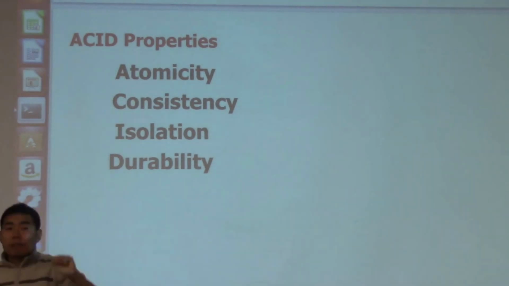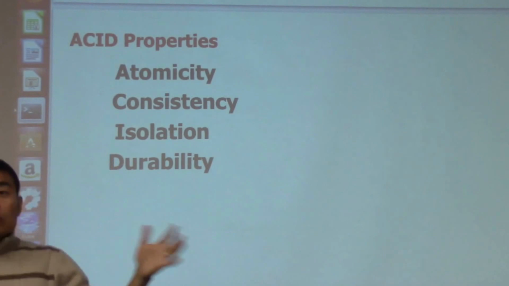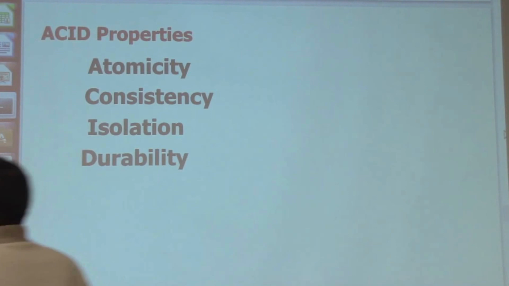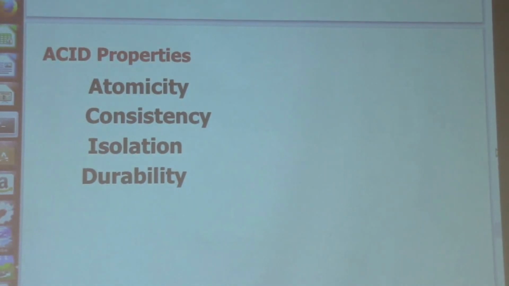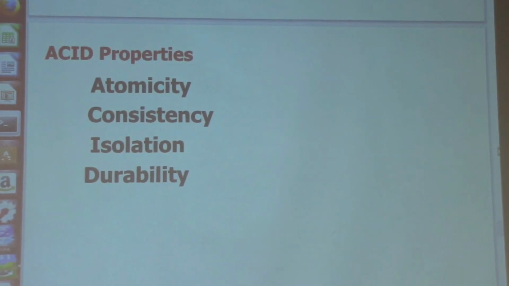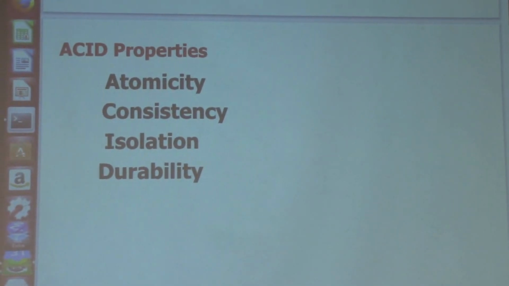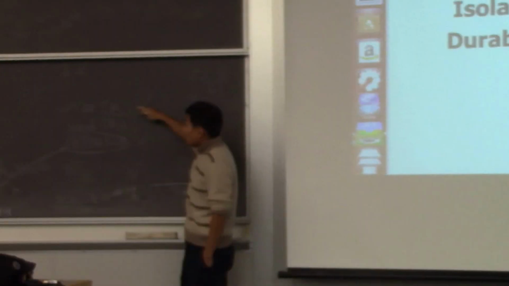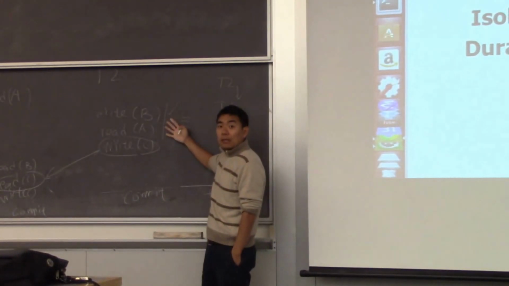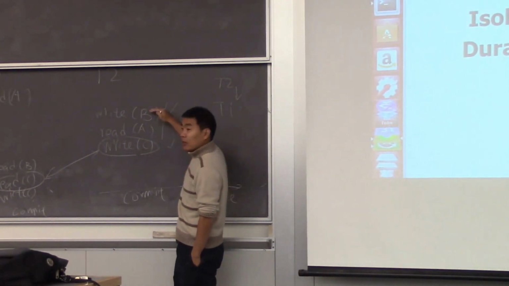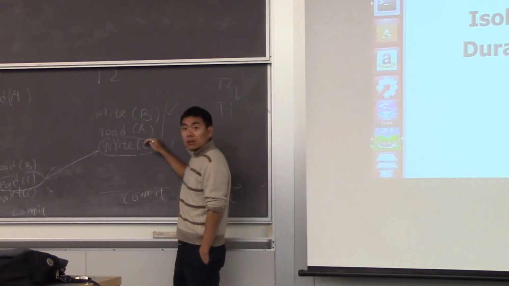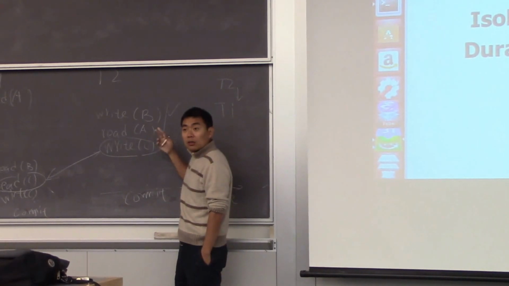Atomicity means that the actions in your transaction are either fully reflected in the database or not reflected at all. What do I mean by that? Well, if you look at this example, if transaction 2 has committed, then both of these changes must be reflected in the database, meaning that the write of B and the write of C must be reflected in the database. You cannot have a state where T2 has committed and B is written by T2 but C is not. You follow me? So that's all or nothing.